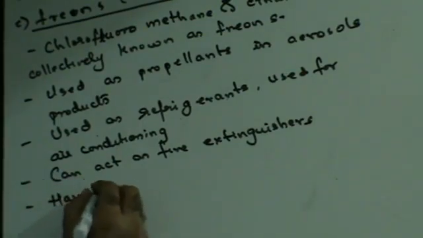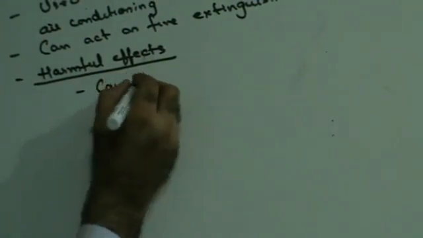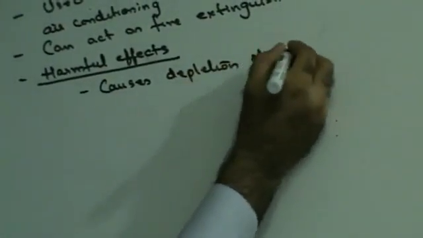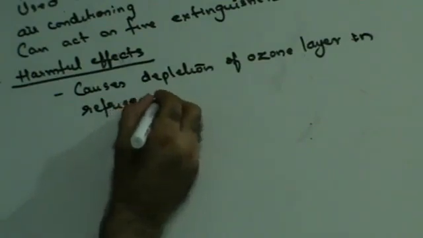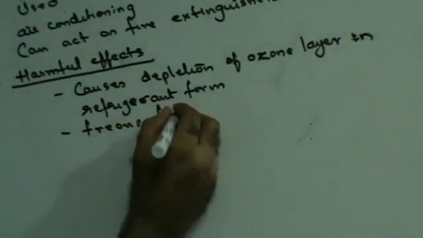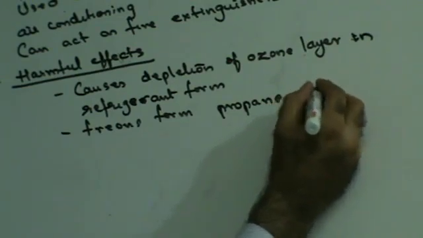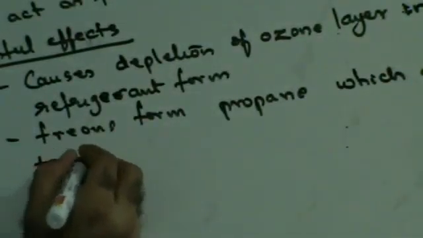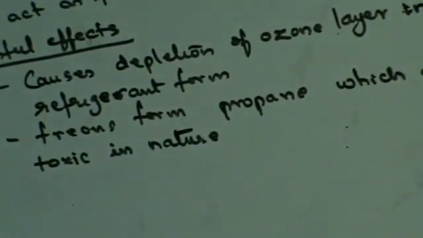Harmful effects. Their environmental hazard is that they cause depletion of the ozone layer, and in refrigerant form, they release propane gas, which is toxic in nature. Right? And the last compound that you have is DDT.